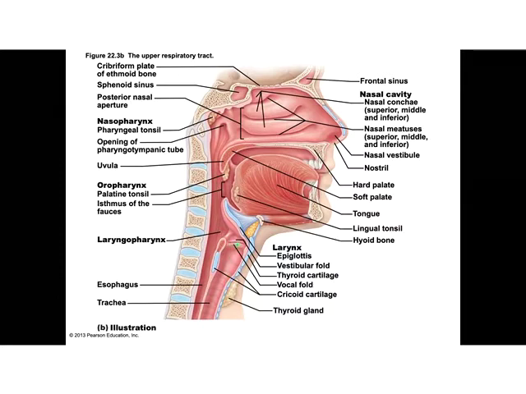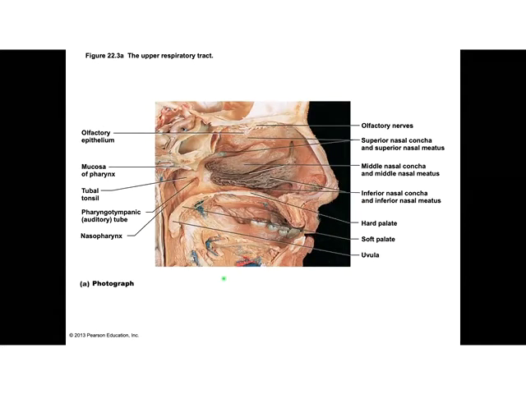The true vocal cords are medial to the false vocal cords, whose purpose is to block food from entering the voice box and the trachea when you swallow. Okay, so that's the false vocal cords. The true vocal cords produce the sound. Okay? And there it is in a cadaver. Okay? You see some of the structures.